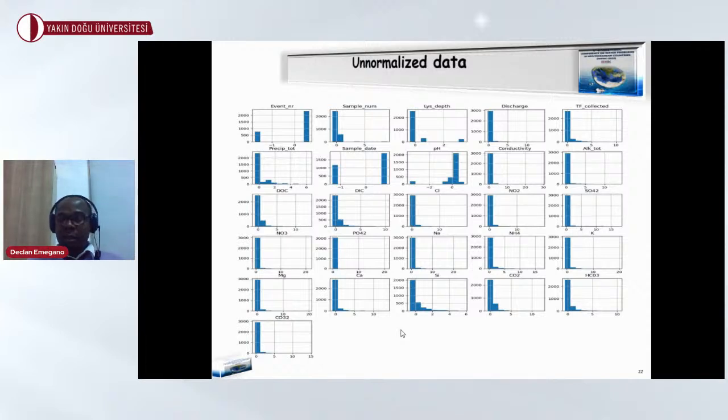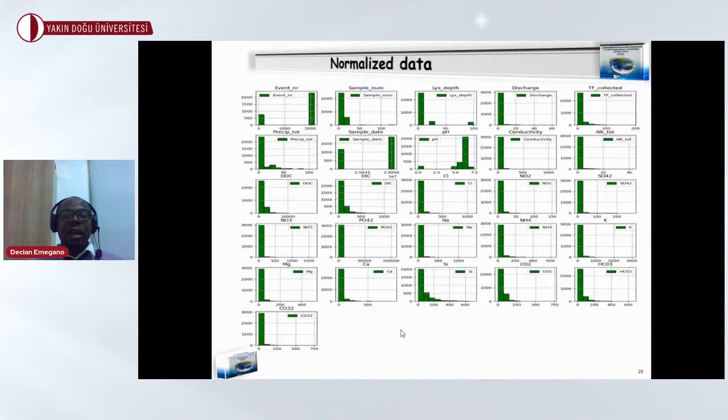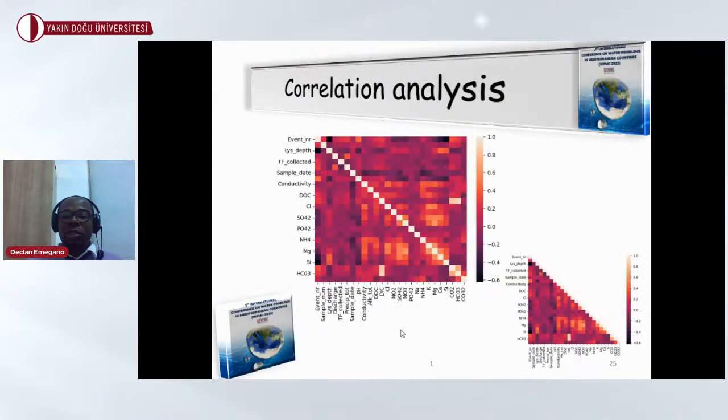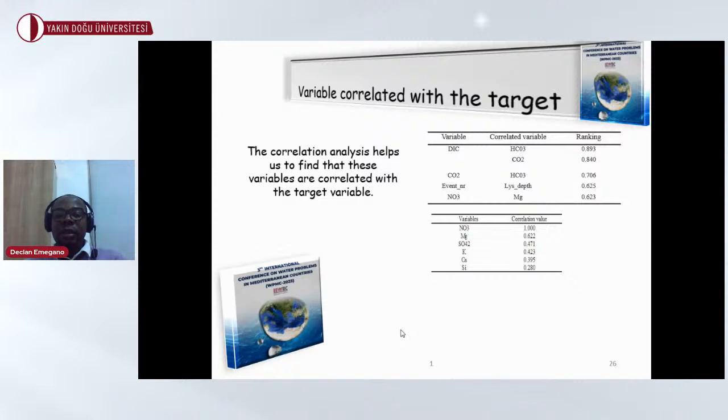This is the unnormalized data. You can see it from the descriptive analysis. And when we normalize it, this is what we get. So this is our target variable, which is the nitrate that we are trying to predict as the water contaminant in this data. The correlation analysis made us use nitrate as the target variable. So you can see how correlated they are here: nitrate, the correlation value is 1, followed by manganese. These are other chemicals that are correlated with nitrate in this water contaminant.